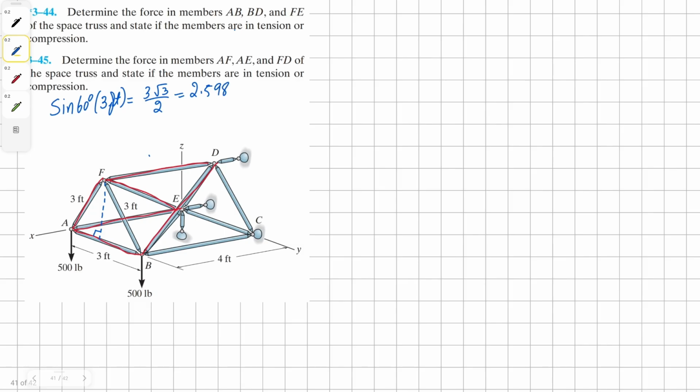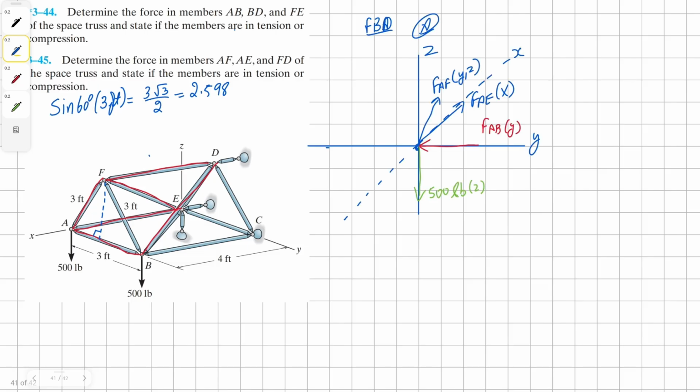Now to begin, let's draw our free body diagram for joint A. We know that member FE is out of plane for all other members. Therefore, we know that it is going to be a zero force member.